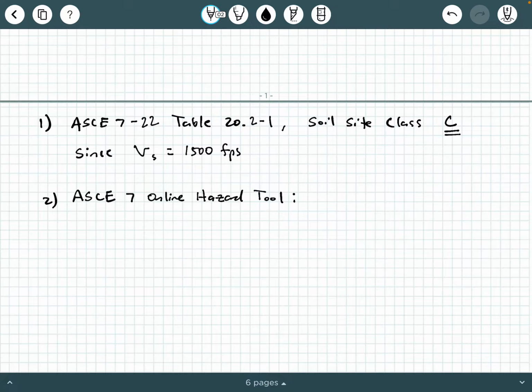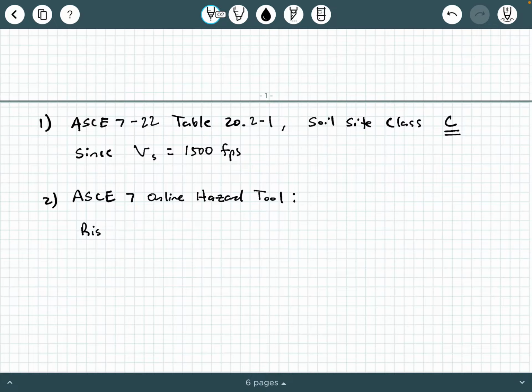It didn't say exactly where in Memphis we are, so the best you can do is just click and maybe it'll take you downtown. The next thing we want to do is specify the risk category because it does ask us for that. So this is likely going to be a risk category 2 building.